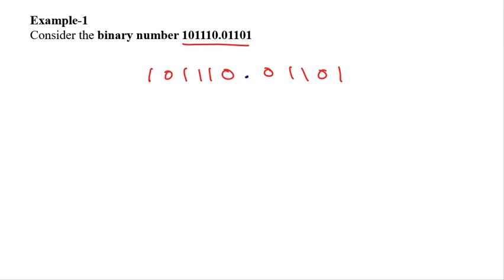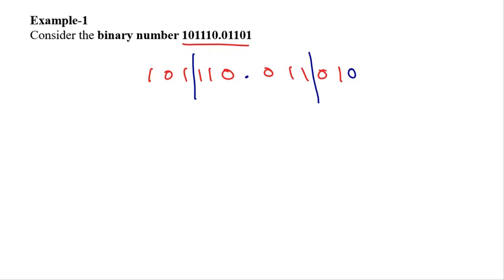Partitioning this number from the decimal point towards the left side, this is my first 3 bits and the remaining is the other 3 bits. At the same time, partition the fractional part of the binary number into 3 bits each starting from the decimal point. This is the first partition, and for the second partition there are only 2 bits, so we can fill the third bit with zeros. After partitioning the binary number into 3 bits each, write down the octal equivalent of each 3-bit binary number, which is explained in the previous slide table.